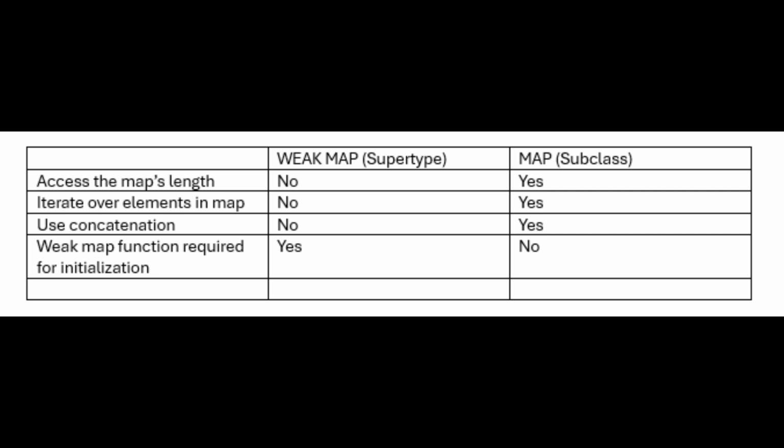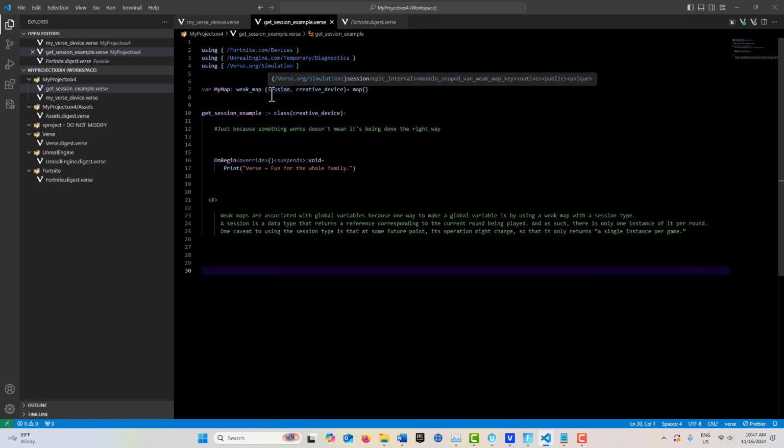And you can't iterate over a weak map's elements because it has no length. The main thing you'll be using it for probably is to create these global and persistent variables. So it's good to know.